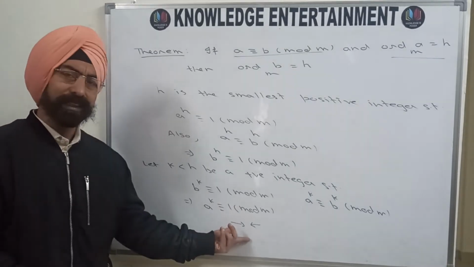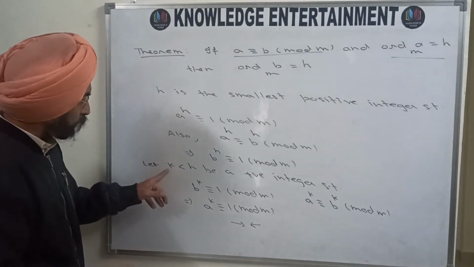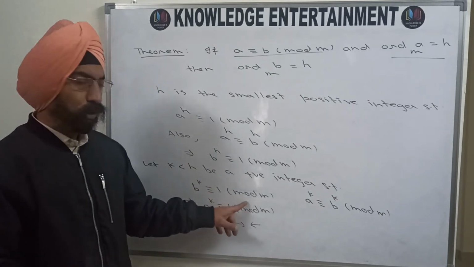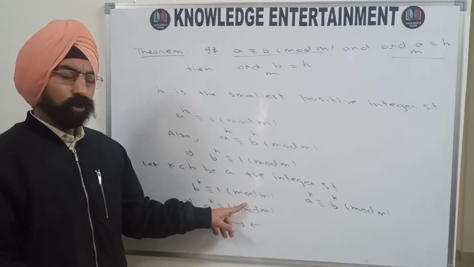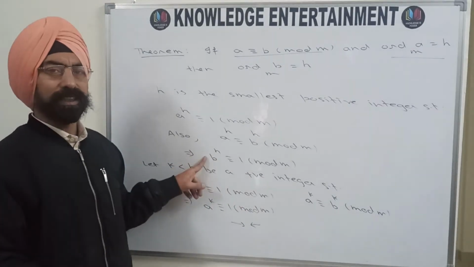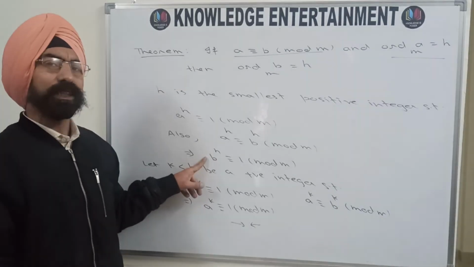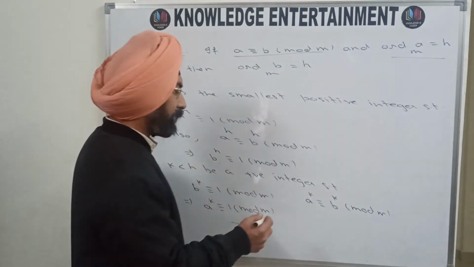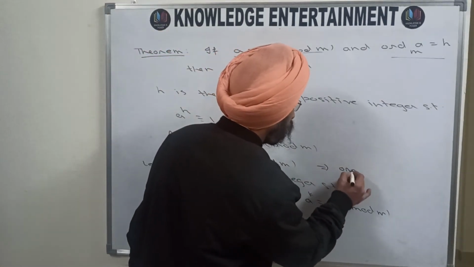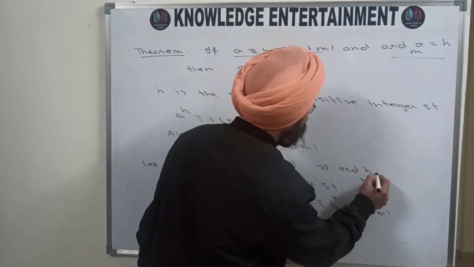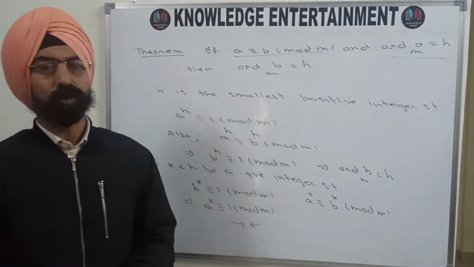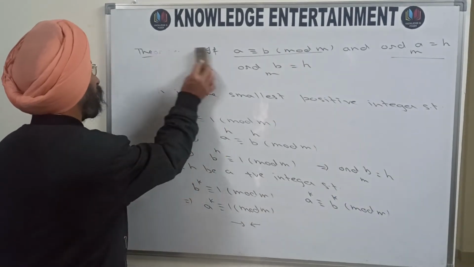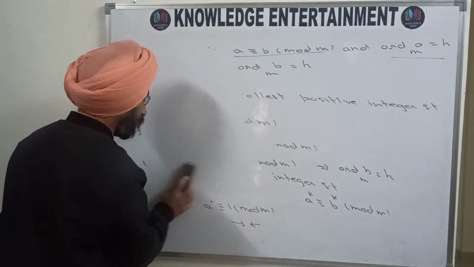So we are arriving at a contradiction, because we have supposed that there is k less than h such that b raised to the power k is congruent to 1 modulo m, which is false. So h is the smallest positive integer such that b raised to the power h is congruent to 1 modulo m, which means the order of b modulo m is h, and that is what we wanted to show. This is an important result which we will use later on in many theorems.